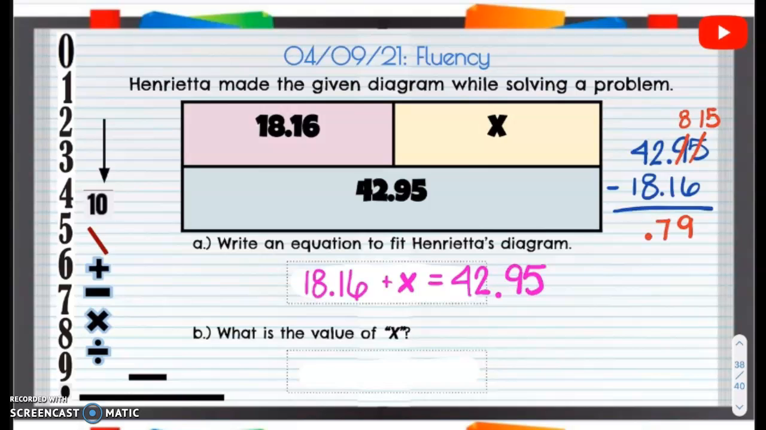2 minus 8 we cannot do. So 4 becomes a 3. 2 becomes a 1, and the 2 becomes a 12. 12 minus 8, 8, 9, 10, 11, 12. It's going to be 4. And 3 minus 1 is 2. So our value of x is going to be 24 and 7900ths.